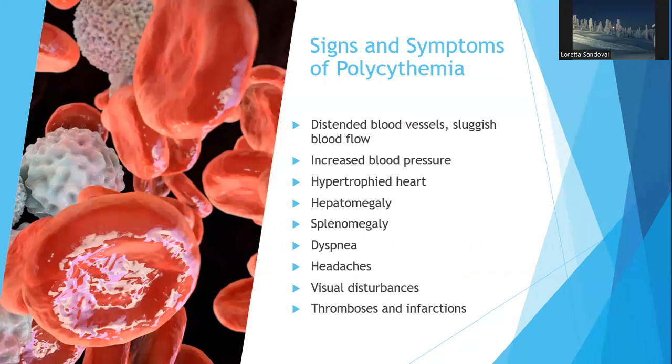The patients are plethoric and cyanotic. So that's a deep reddish blue tone to the skin, and you get engorged blood vessels in the mucosa. That's a symptom of the sluggish blood flow. Just as a result of the increased blood pressure, when you take someone's pulse, it's full and bounding, and you can really feel it.